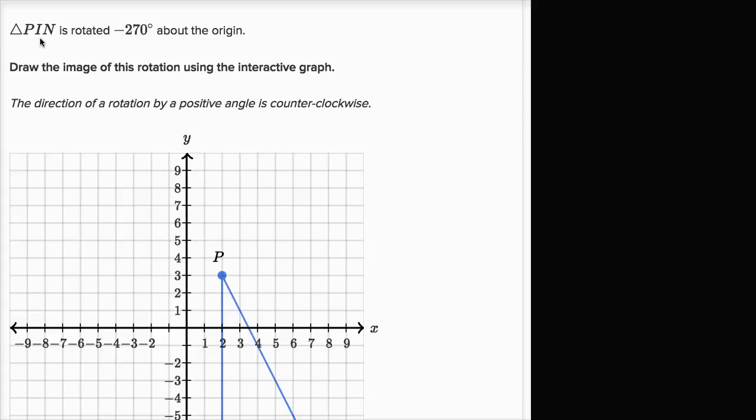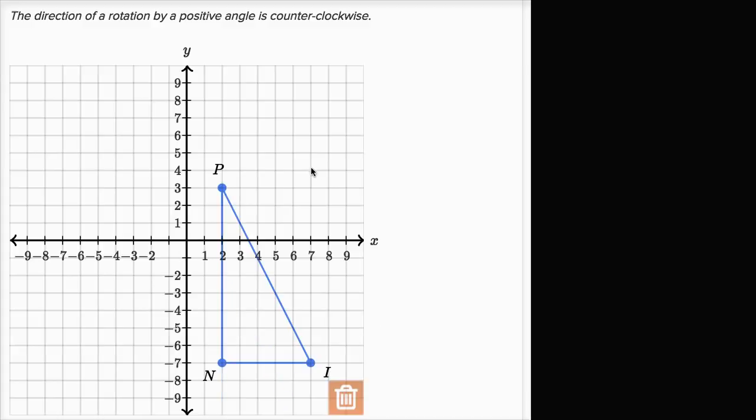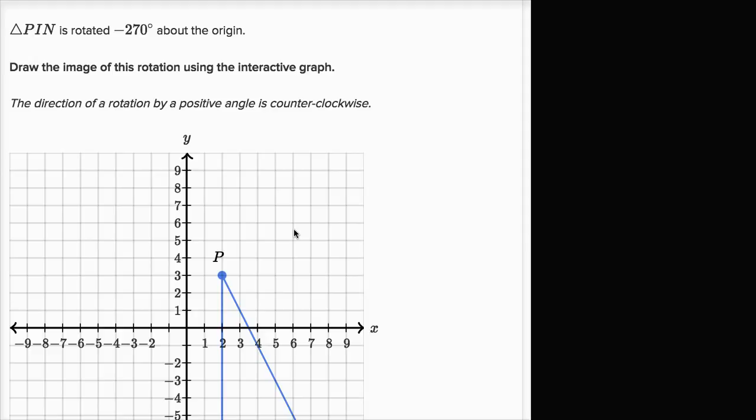We're told that triangle PIN is rotated negative 270 degrees about the origin. So this is the triangle PIN. And we're going to rotate it negative 270 degrees about the origin. Draw the image of this rotation using the interactive graph.